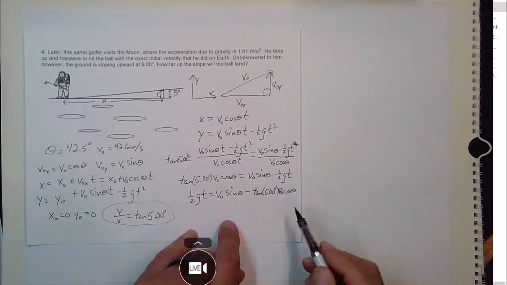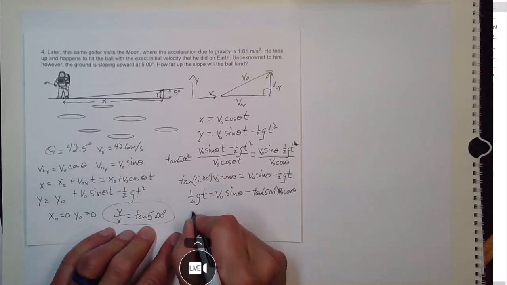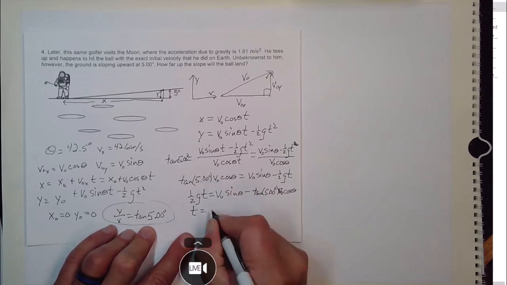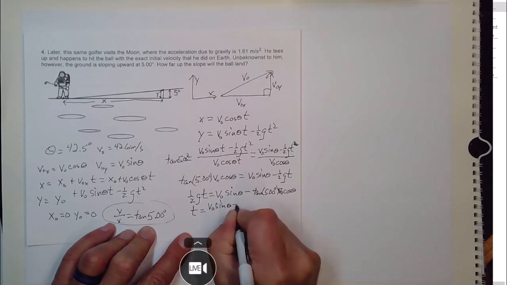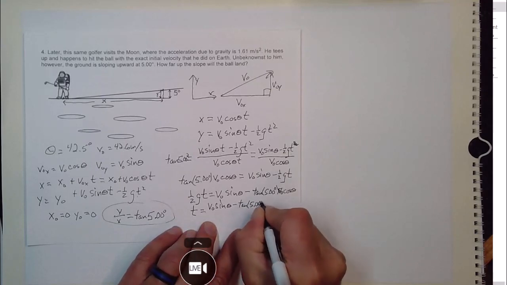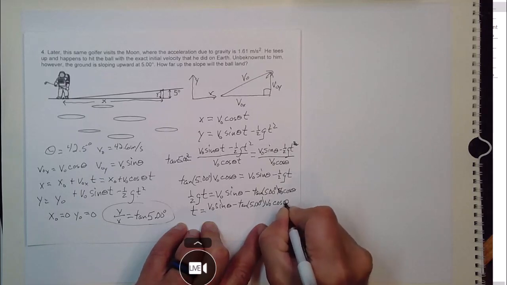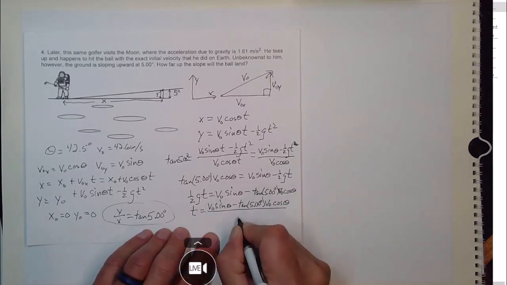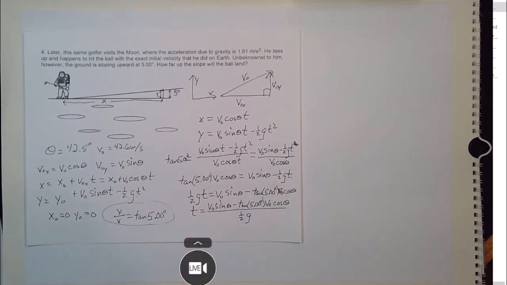And I guess I could factor out the v naught, but I'm just going to calculate these things as numbers at this point. And t, the time of flight here, is going to equal that whole thing divided by 1/2 g. Okay, that may look gruesome, but these are just things we can calculate.